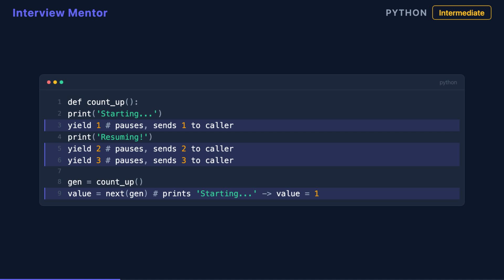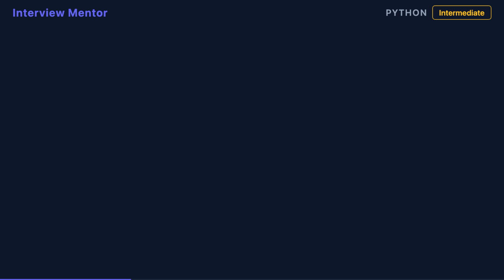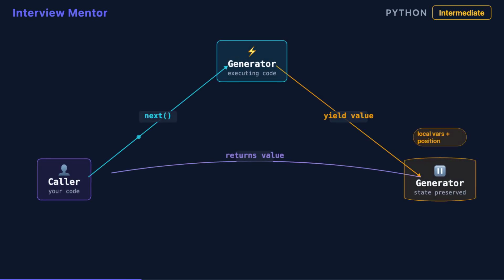The function sits frozen in place, waiting patiently. The caller receives that yielded value and can do whatever it needs with it. Here's what makes generators truly powerful. Everything inside the function is preserved when it pauses. Local variables, loop counters, even the exact line of execution. All of it is frozen in memory.